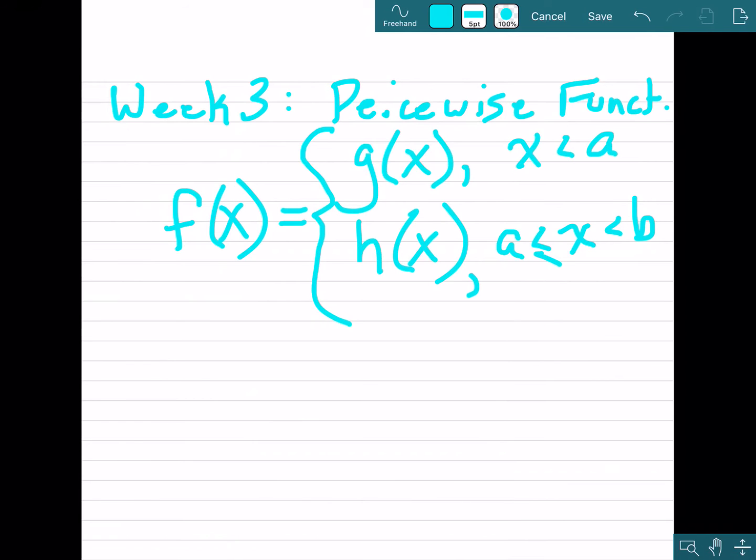Now, we want to make sure we know how to do 2 things with piecewise functions. We want to be able to graph them, and we want to be able to read them from a graph. So let's dive in and take a look at some examples.